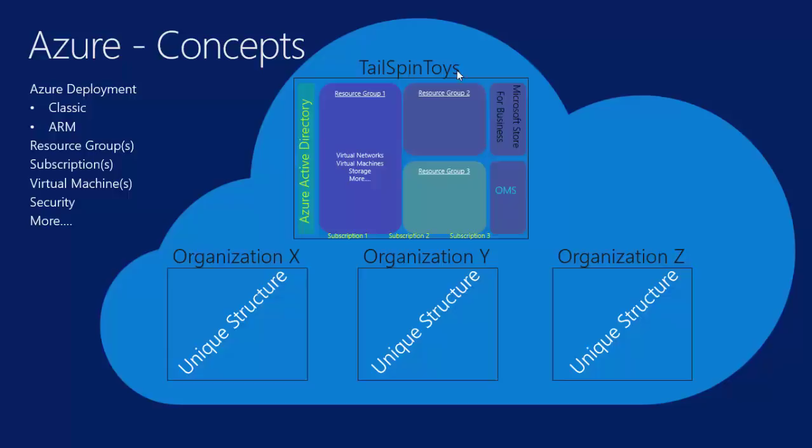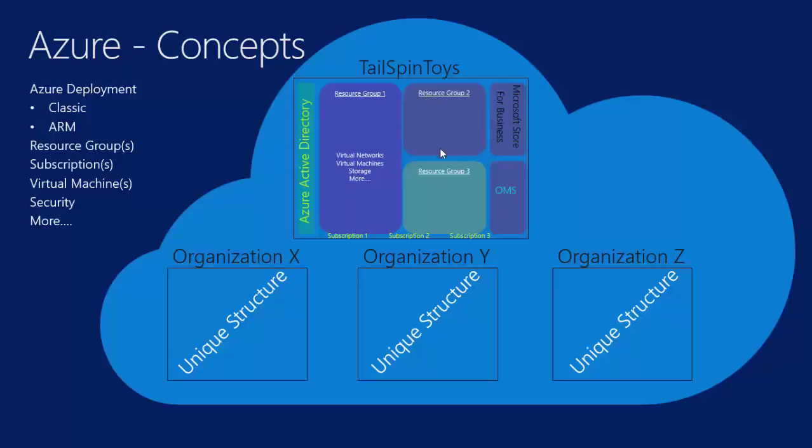So here is my section, Tailspin Toys, in Azure, right? And then you'll have other organizations that have their own sections and unique structures in Azure. So this is my Azure tenant, Tailspin Toys, right? Inside my Azure tenant, there are a number of different things that I might want to configure. I have Azure Active Directory. I might have a resource group that will contain virtual machines, virtual networks, storage, on and on and on.